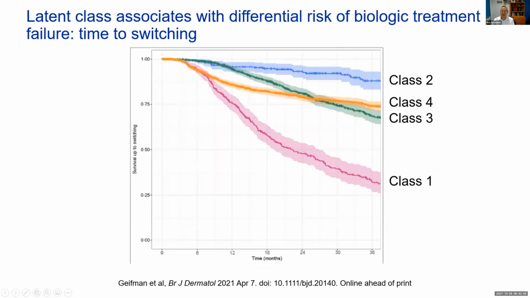And these classes, as well as having those outcomes, also show differences in survival. So perhaps not surprisingly, given the low response rate of class 1, they were the class that switched the quickest.